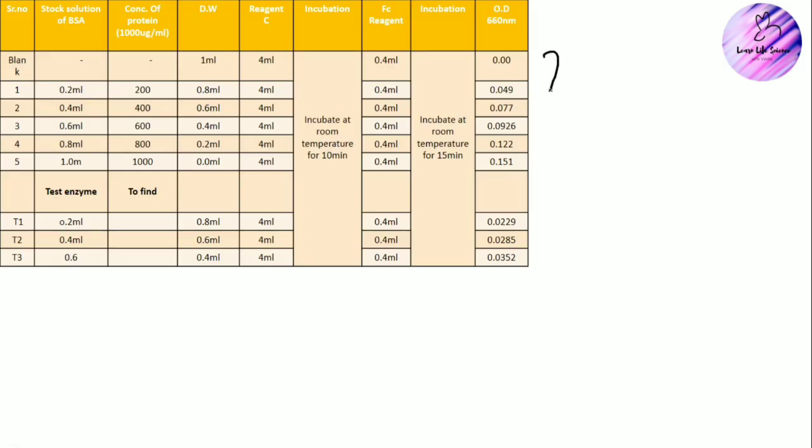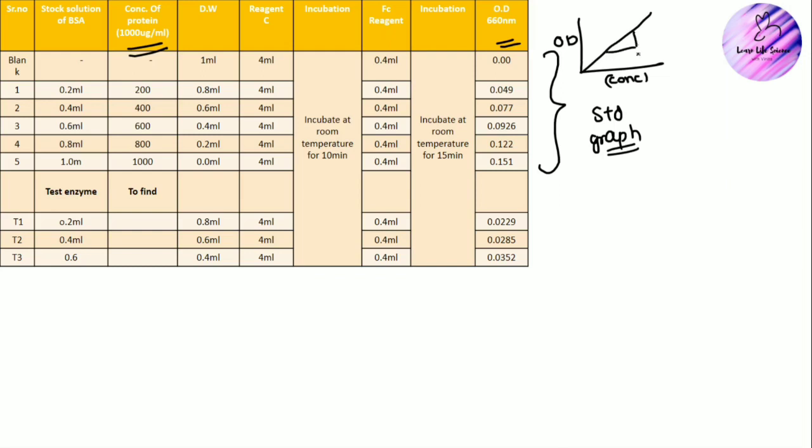This is the same protocol. Through this you are going to get the standard graph. Just plot the standard graph through this. Plot concentration versus absorbance. You will have to plot the OD here and the concentration right here, and you will get a straight line and you will get the slope. These 3, T1, T2 and T3, are unknown.